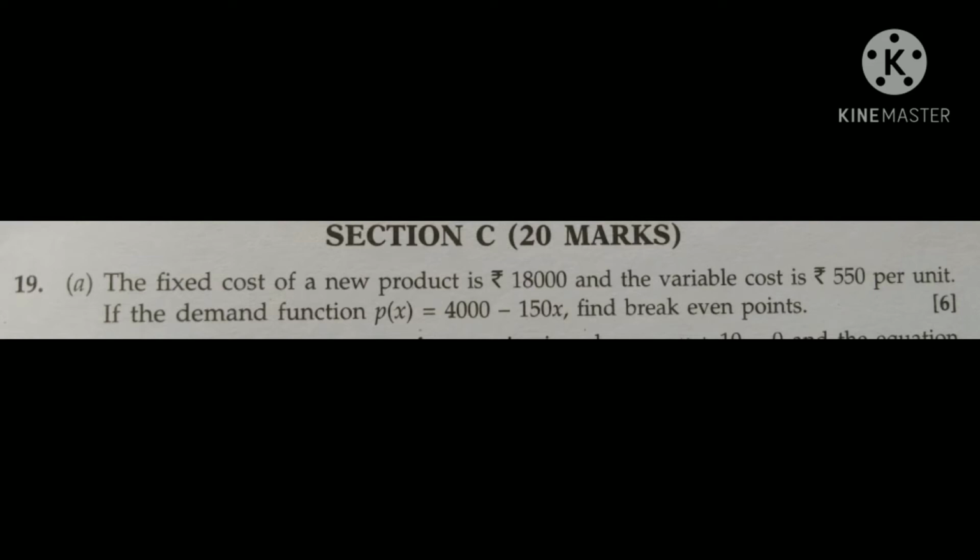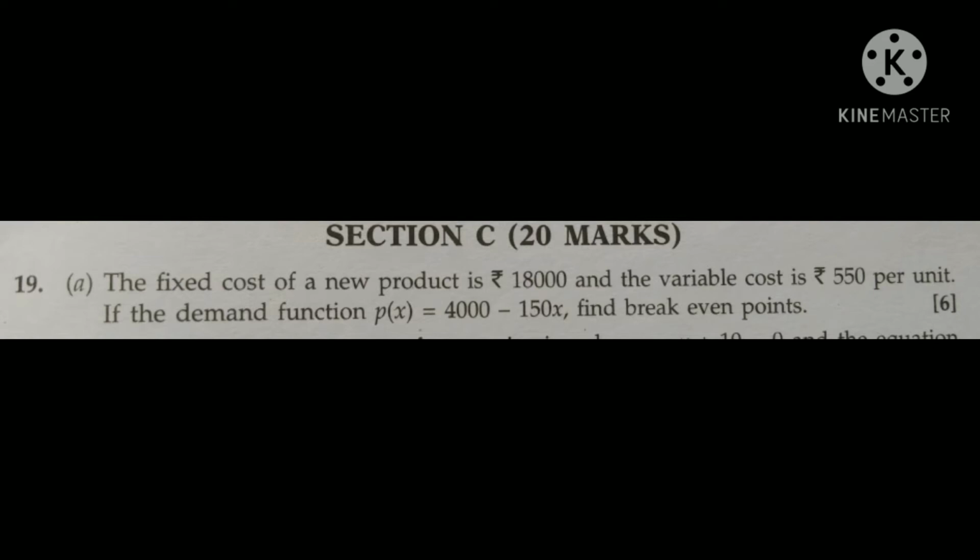We know that at break-even points, the revenue function is equal to the total cost function. Here, the total cost function will be fixed cost plus variable cost. So 18,000 is the fixed cost and the variable cost will be 550 into x, where x is the number of units. So total cost will be 18,000 plus 550 into x.